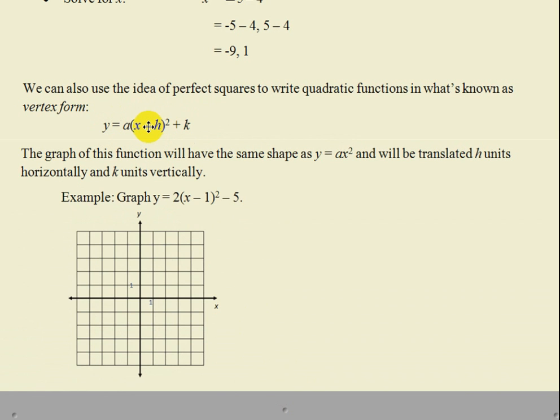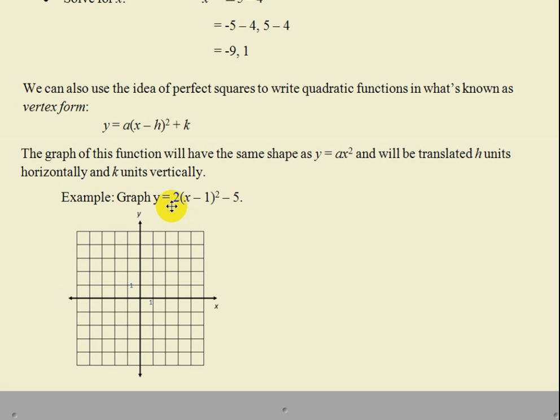Now notice there's a subtraction already built into the formula, just like we had with point slope form, so that when h is positive, you'll actually see a subtraction inside the parentheses. Unlike that constant k here, if that's negative, then you'll see a subtraction there. If it's positive, you'll see addition. So remember, inside the parentheses, the sign is actually the opposite of what it initially appears to be. Outside the parentheses, the sign is exactly what it initially appears to be.